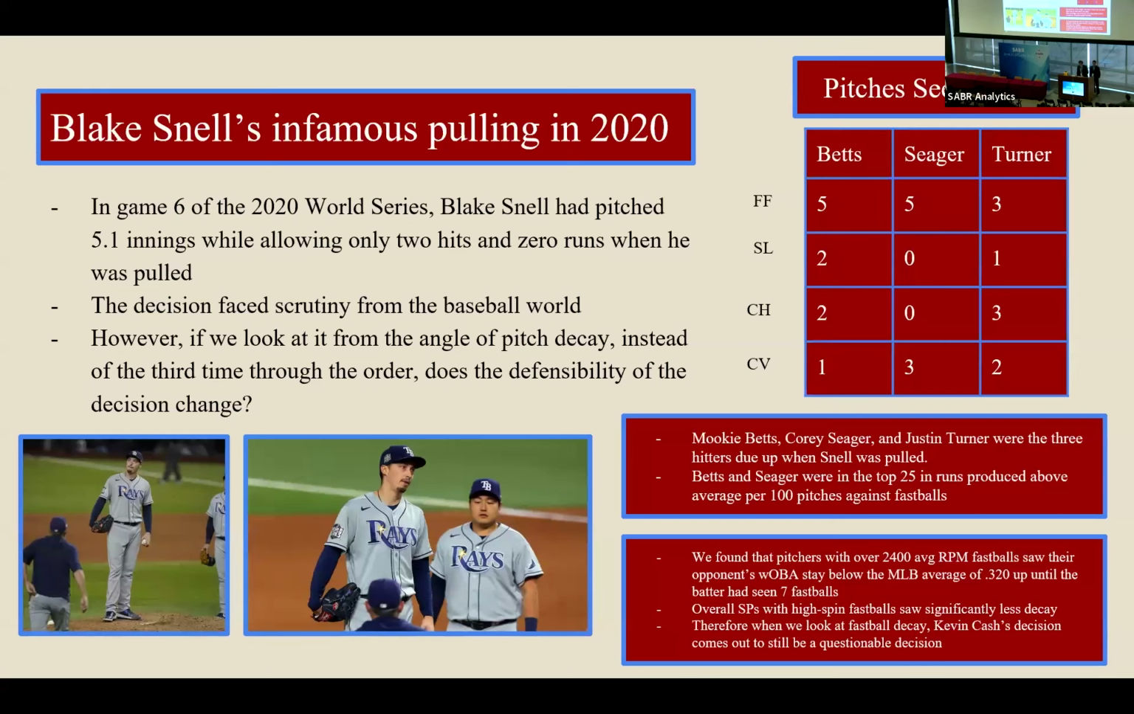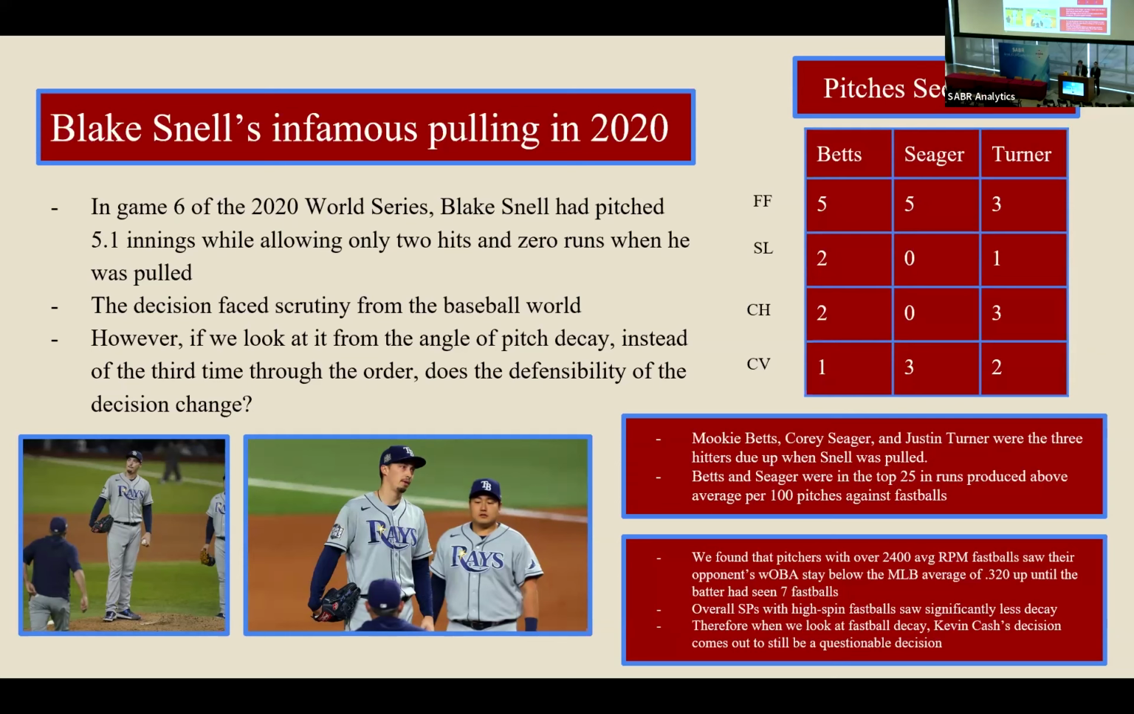As promised, I will be talking more about Blake Snell. I'm sure all of you are quite familiar with Blake Snell's infamous pulling in the 2020 World Series, but as a reminder, it was Game 6. He had pitched 5.1 innings, only allowed 2 hits and 0 runs when he was pulled. This decision faced and continues to face a lot of scrutiny.